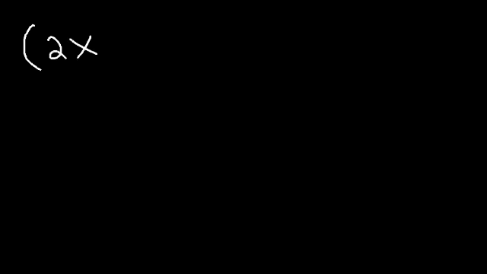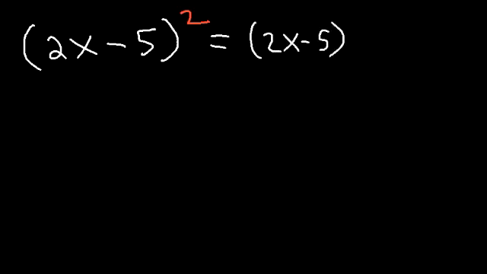Now what if you were to see an expression that looks like this? (2x minus 5) squared. How can you simplify this expression? If you see something like this, this simply means that you have two binomials multiplied to each other. So there's two (2x minus 5)s. So let's do what we did in the last example.